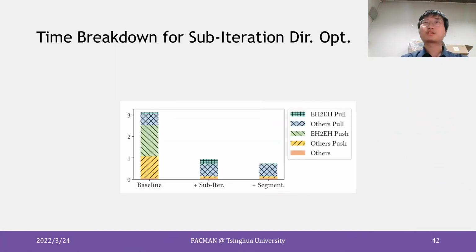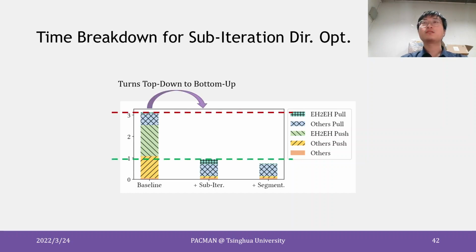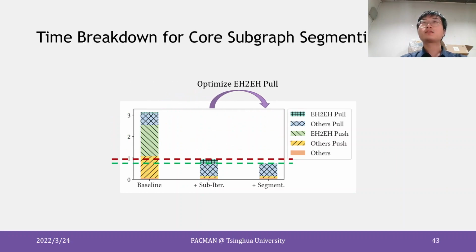Then it comes to the time breakdown for other techniques. Here we skipped OCS RMA since it's so fundamental that we cannot finish our implementation without it. The first one, sub-iteration direction optimization, turns top-down sub-iterations into bottom-up. We see that push time is greatly reduced, replaced by only a slight increase in pull mode. Later, we apply CG-aware core subgraph segmenting. Recall that it's an optimization on EH2EH pull. We improved it by 9 times here and get notable end-to-end improvement.